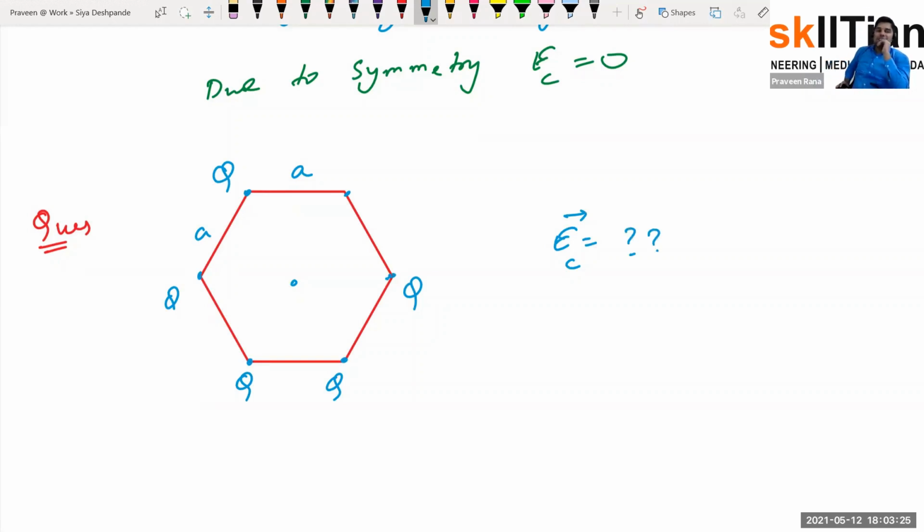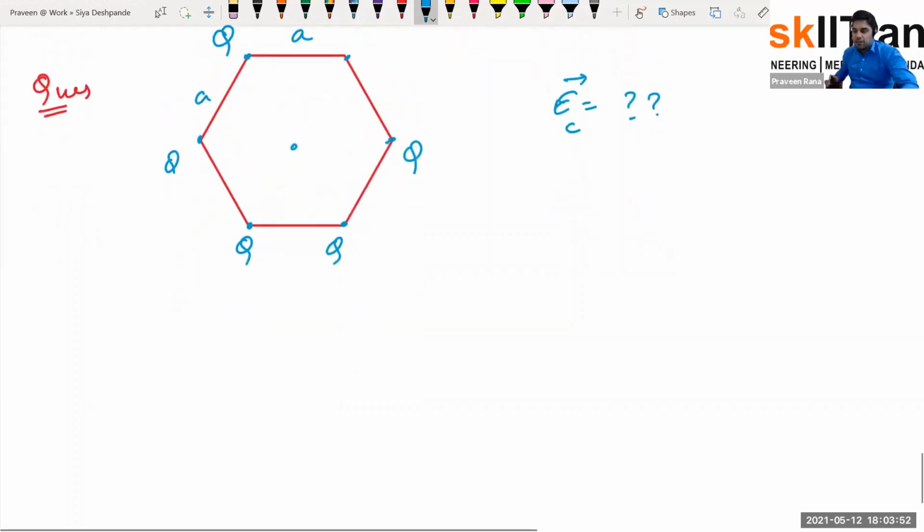Would it be 0? No, because there's no symmetry present. How would you solve it? So it would basically be Q. Because the other 4 get cancelled out, but this Q is the only one that doesn't get cancelled out. Exactly, right. So this can be explained due to symmetry.